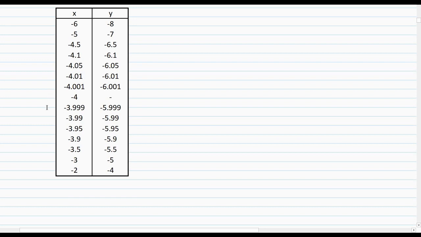Then I also try to approach it from the positive direction with values greater than negative 4, and this also showed that as you get closer and closer to an x value of negative 4, the function gets closer and closer to negative 6, meaning the function approaches a value of negative 6 from both directions. So we can clearly see that it's supposed to be negative 6 when x equals negative 4, but unfortunately we also know that it's undefined at that point.